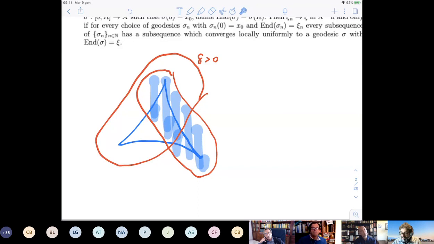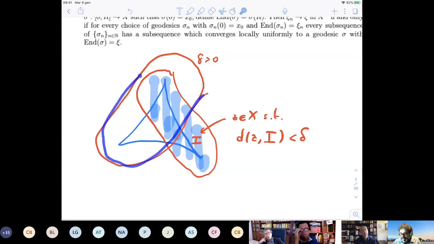So in this set there are the points Z in X such that the distance between Z and I, let's call it, is less than delta, where I is this point here. So there's a delta neighborhood of one side. Then I take the delta neighborhood of another side, this one, and it turns out that the third side contains the union of these two delta neighborhoods. If this happens for any geodesic triangle, then we say that the metric space is delta Gromov hyperbolic.